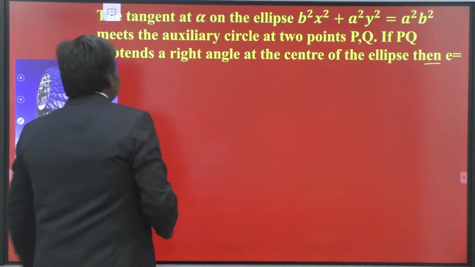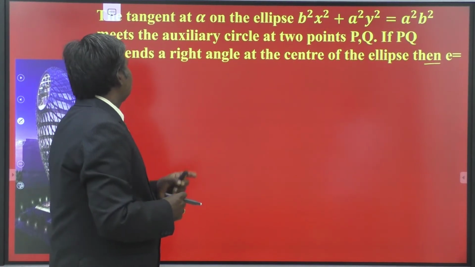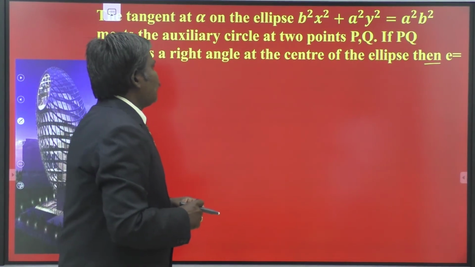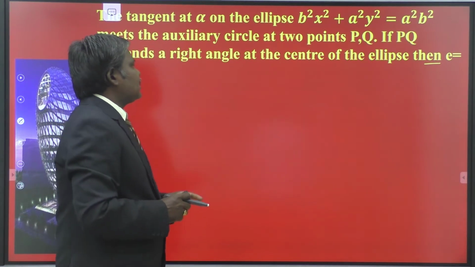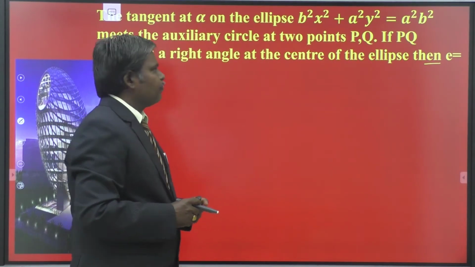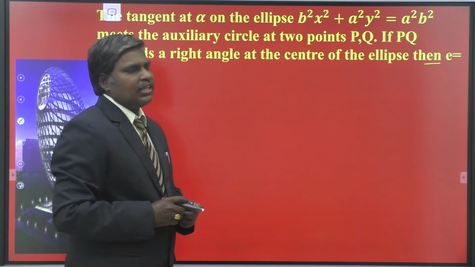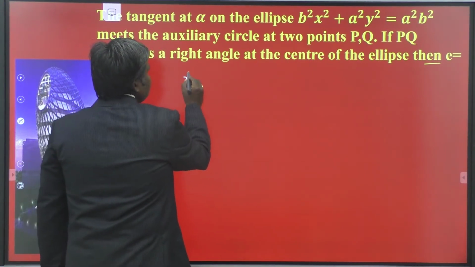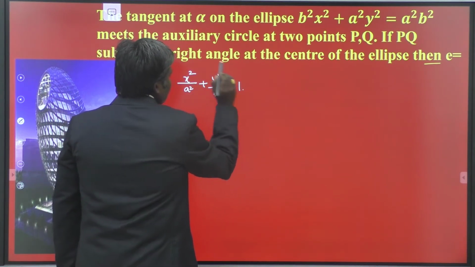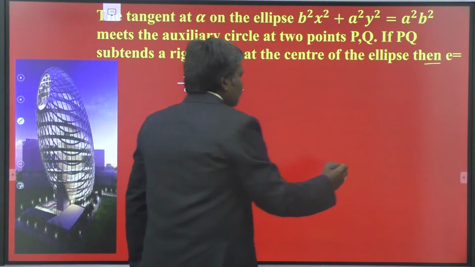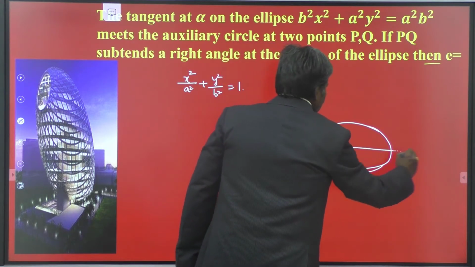So read it yourself. The tangent at alpha, the parametric point alpha on the ellipse b square x square plus a square y square equal to a square b square, meets the auxiliary circle at 2 points P and Q. PQ subtends a right angle at the center of the ellipse, then the eccentricity of the ellipse is what? What is the given equation of the ellipse? It is nothing but x square by a square plus y square by b square equal to 1. So this is the ellipse.